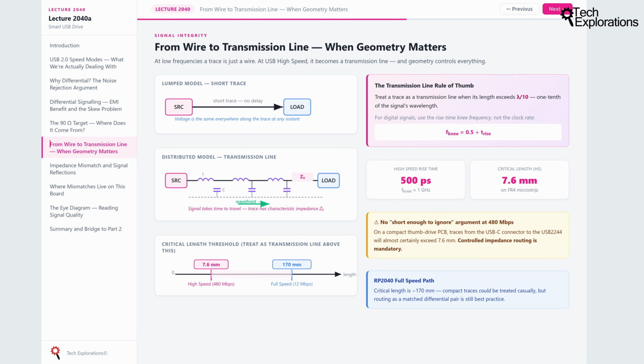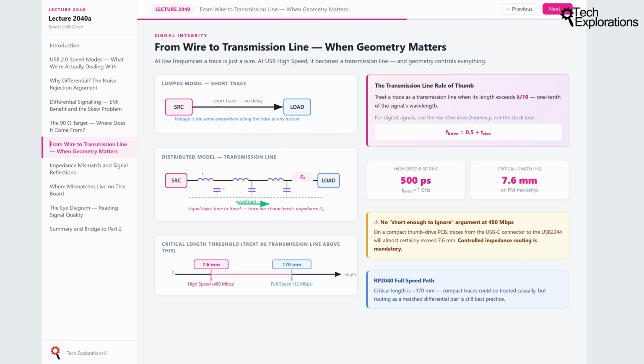At low frequencies, a PCB trace behaves like a wire. The voltage is essentially the same at every point along the trace at any given instant. This is the lumped circuit model, as it's called, which is the one used in introductory electronics. That model breaks down when the signal's edge is fast enough that it takes a significant portion of the edge's rise time to travel the length of the trace. At that point, the trace must be treated as a distributed element, which is a transmission line, and that has inductance and capacitance per unit length, and a characteristic impedance which is determined by its geometry.